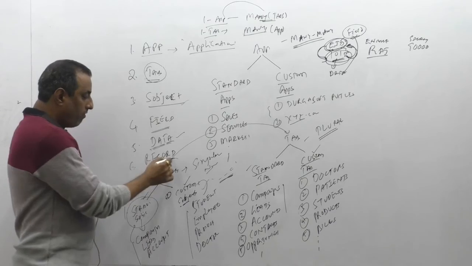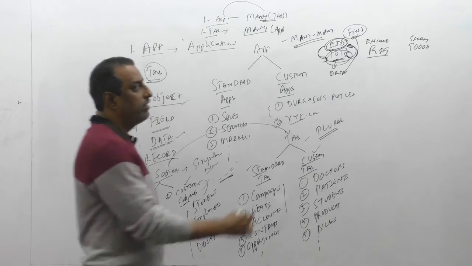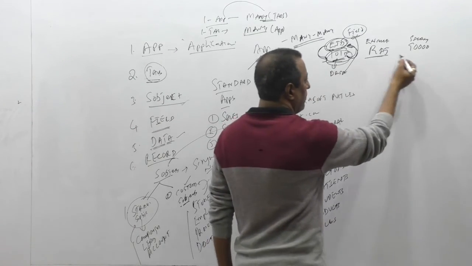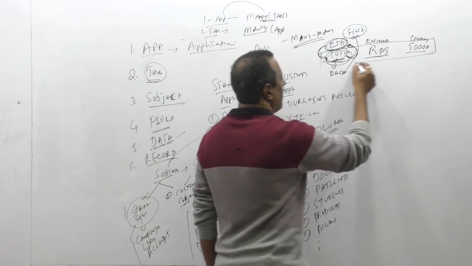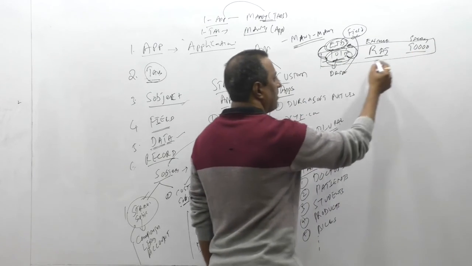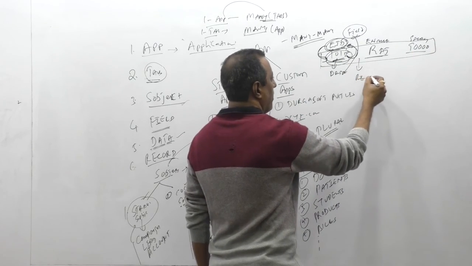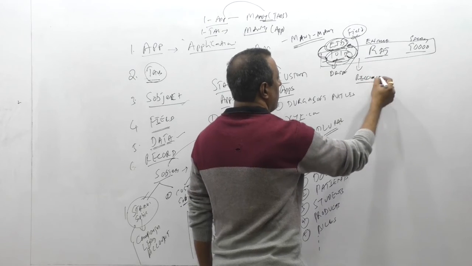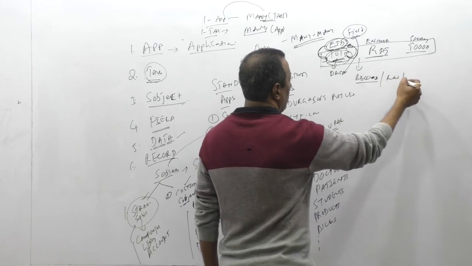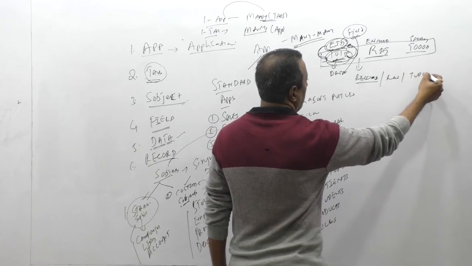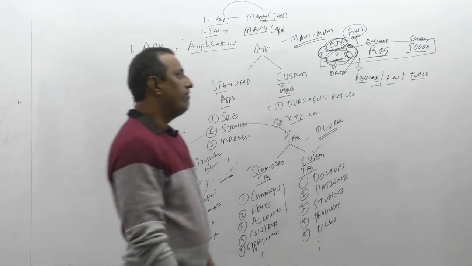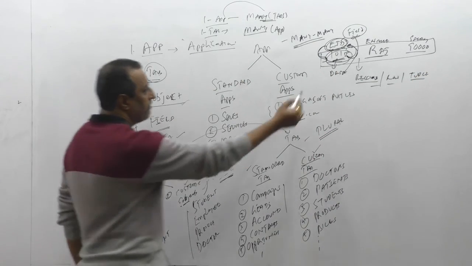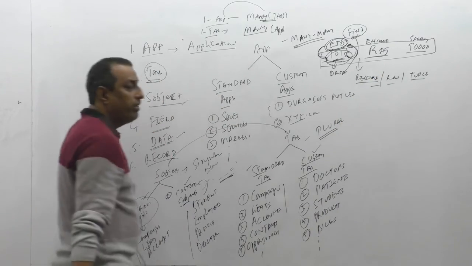What is a record here? Record means this is data, this is also data, this is also data. A collection of horizontal data can be called a record. A record can also be called a row, and can also be called a tuple. Row, record and tuple, everything is the same here.